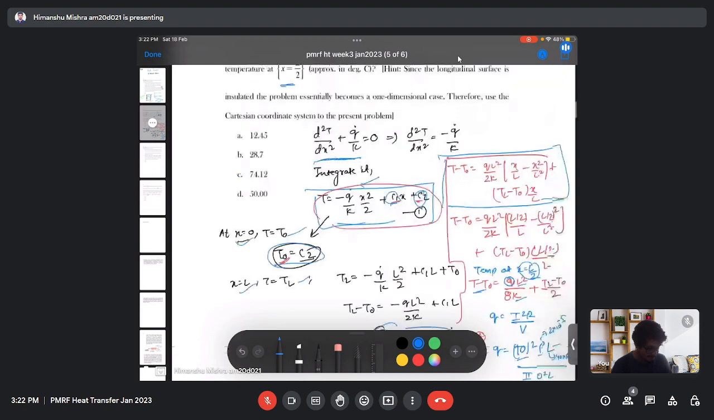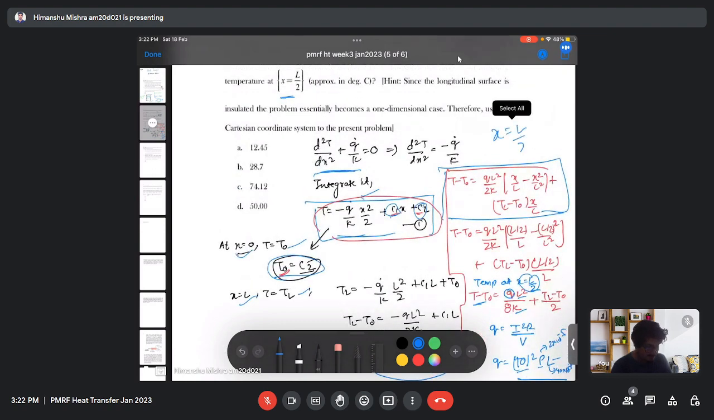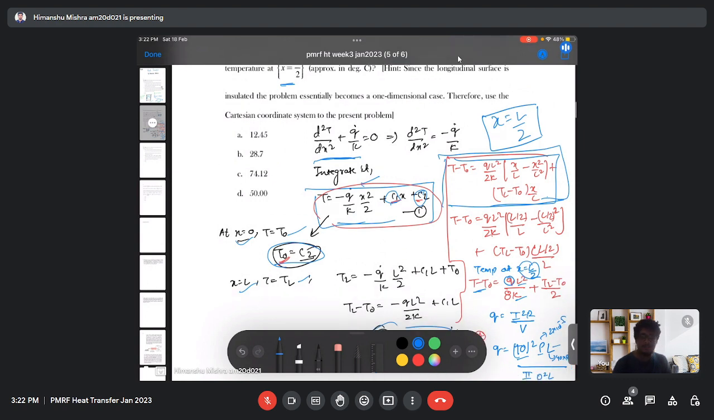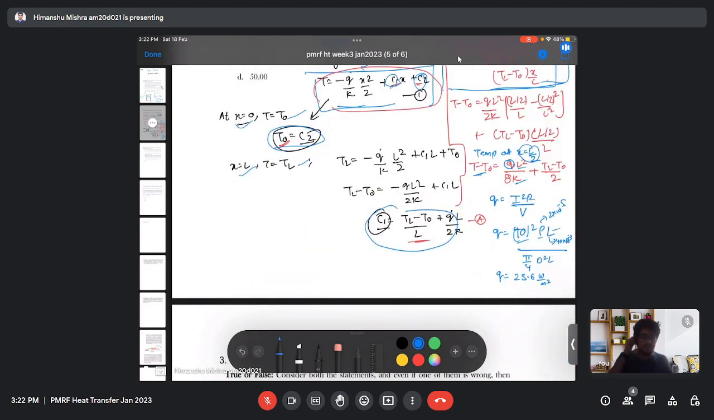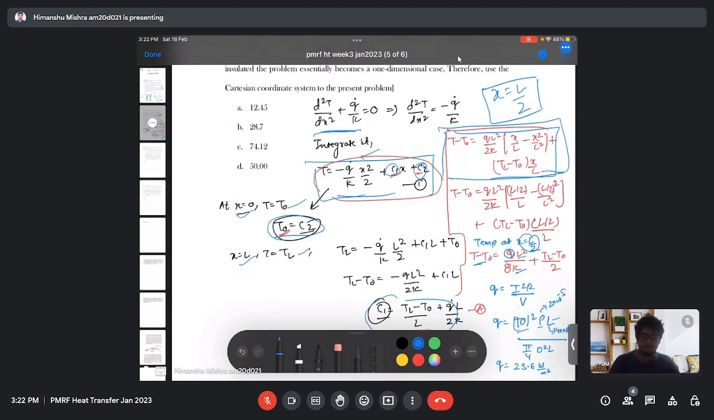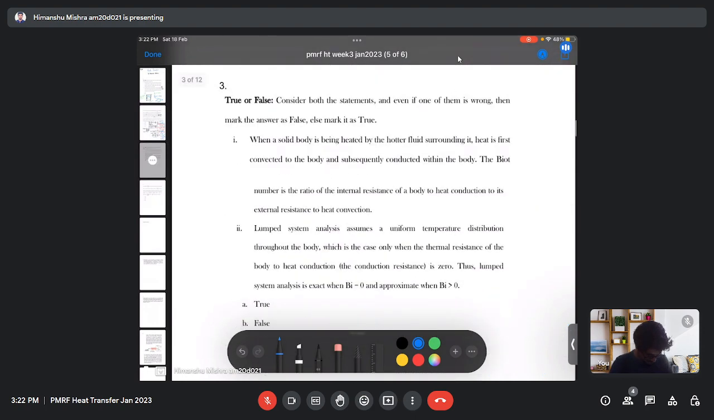Then, since we need to find the temperature at x equals L by 2, we substitute x equals L by 2 in the temperature profile to get the desired temperature at the asked location. So is it clear? Any doubts in this question? No, sir. Okay. So let's move to the next question.